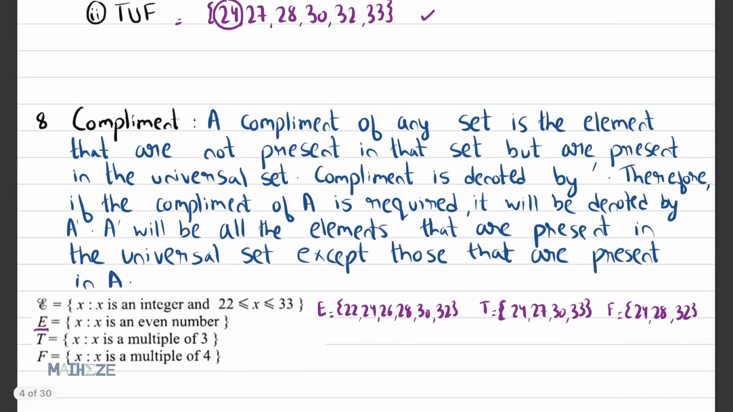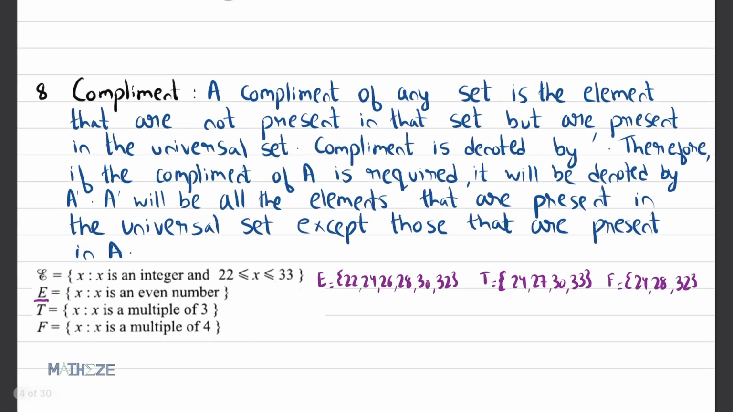Now comes complement. What is a complement, guys? The elements that are not present in set E, but present where? In the universal set. So let's see. Which elements are not in E? 22 is there, but 23 is not, and there was 23 in the universal set. Then 25, 27, 29, 31, 33. The elements that are not in set E but present in the universal set will go in E complement.